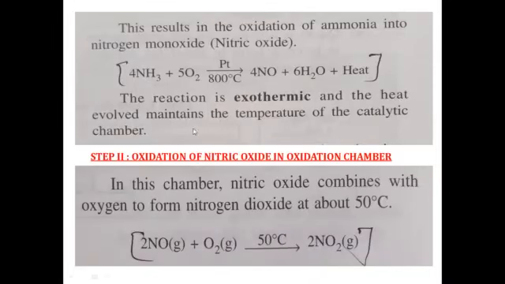This results in the oxidation of ammonia into nitrogen monoxide, nitric oxide. So ammonia plus oxygen in presence of platinum, that means catalytic oxidation of ammonia at 800 degrees Celsius gives nitric oxide plus water plus heat. The reaction is exothermic, and the heat evolved maintains the temperature of the catalytic chamber. Then in step 2, what is the oxidation of nitric oxide in oxidation chamber?